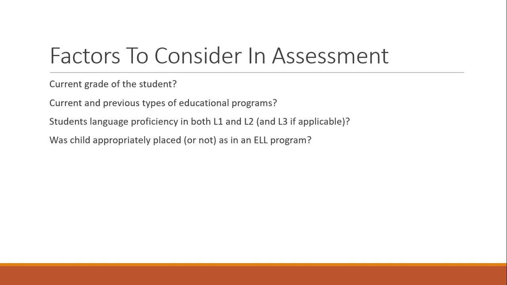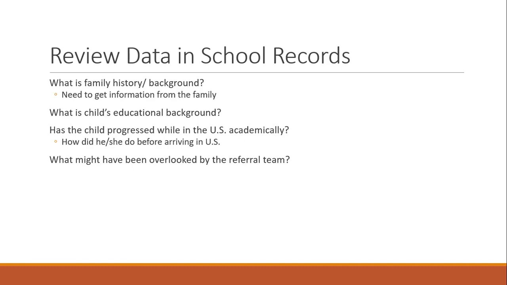And so it is really important to find out how this child was placed, or not placed, in a classroom for English language learners. Was it based off of a parental survey? Did they actually do some sort of assessment? Was there a teacher scale? How was that determined? Review data in the school's records. What is the family history and background? You need to get information from the family if possible.